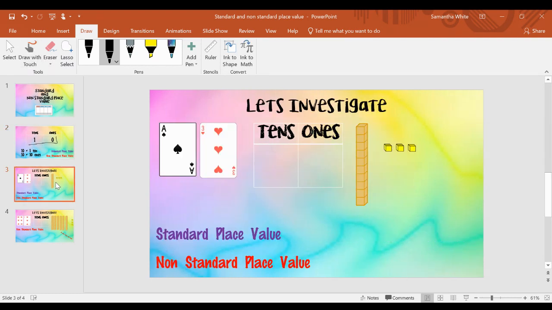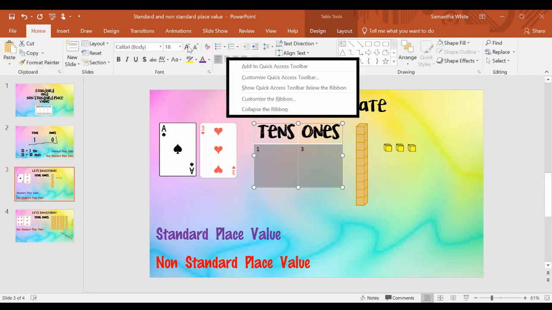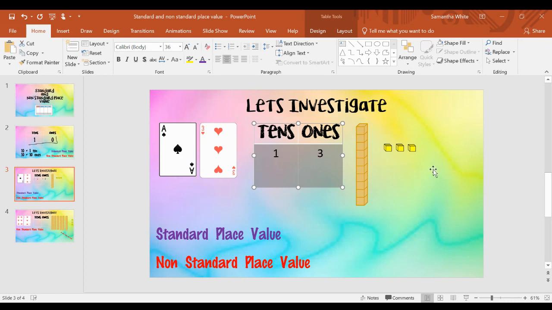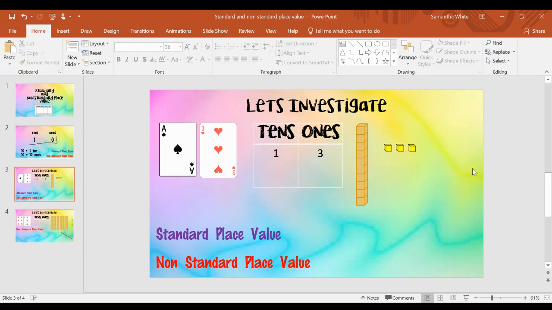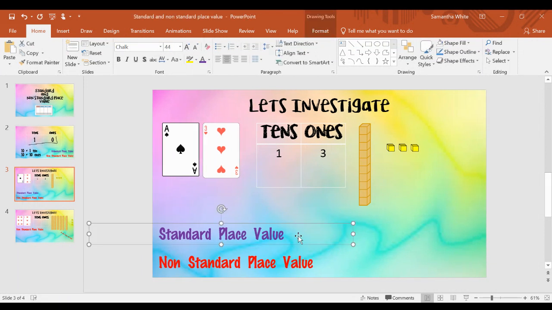So Mrs. Allen has got two cards. I have made a teen number and I have the number 13. Okay, so I have a 1 and a 3. I also have 1 ten and 3 ones on my blocks, my tens blocks. My tens are over to the right there. So when we look at the number 13, our standard place value would be saying that there's 1 ten and 3 ones. If we were going to look at non-standard place value, how would we look at that?